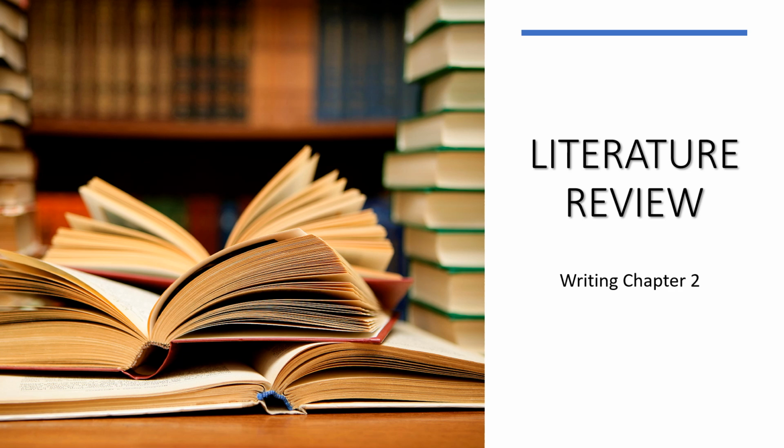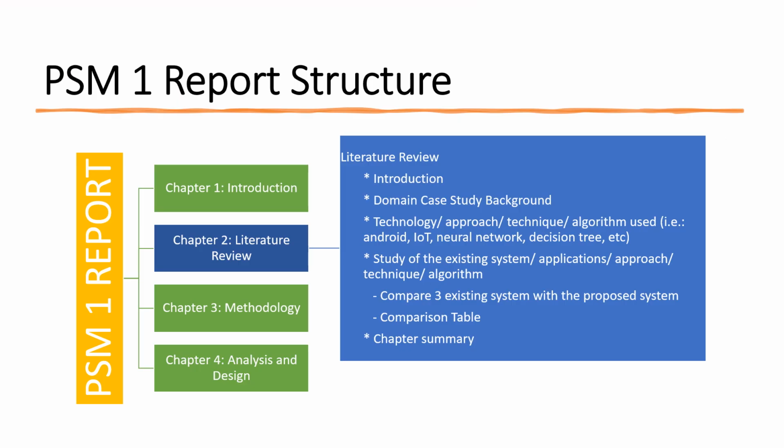Writing Chapter 2 Literature Review. So remember, your PSM 1 project contains 4 chapters. Chapter 1, Introduction, Chapter 2, Literature Review, Chapter 3, Methodology, and Chapter 4, Analysis and Design. So we have completed writing Chapter 1. Now we move to Chapter 2, Literature Review.